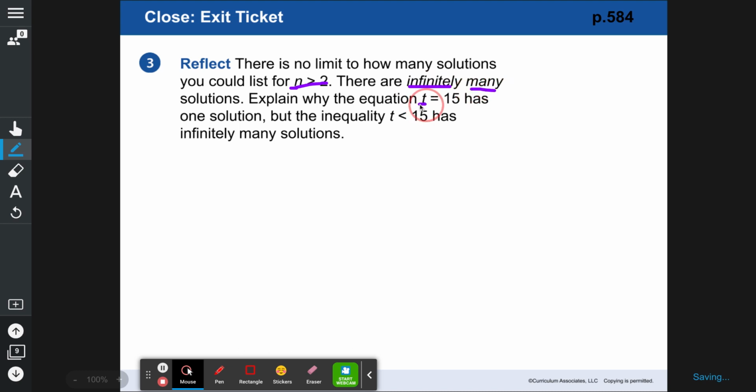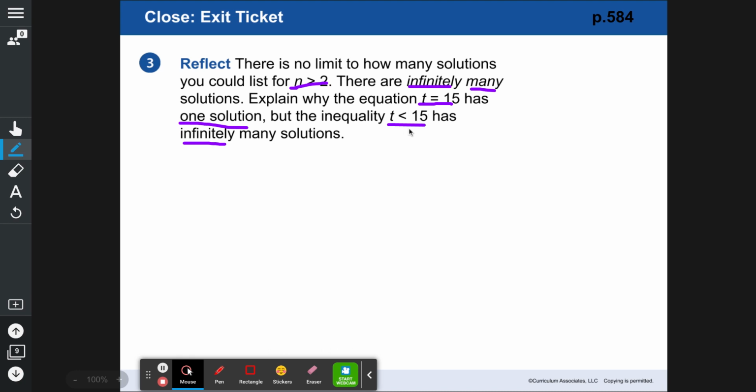So again, this particular inequality that we've been looking at has infinitely many solutions. This has one solution, t equals 15. But the inequality t is less than 15 has infinitely many. Why is that? I'm going to pause here and let you write your reflection, and then you can discuss as a class. So as you were completing this, you probably said that, well, t is equal to 15. There's only one solution there because there's only one number equal to 15. Okay, 15 is the only number that's equal to 15.